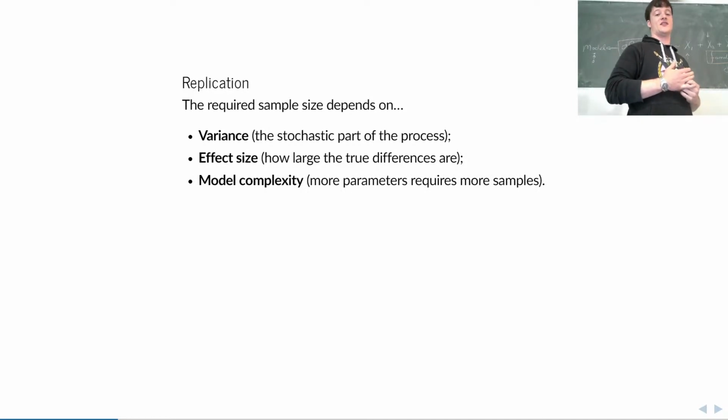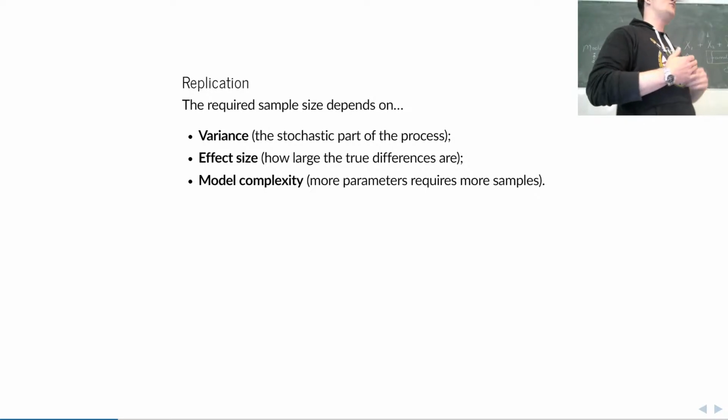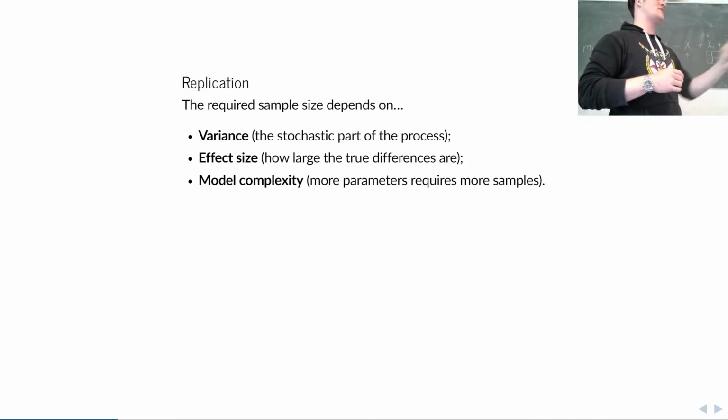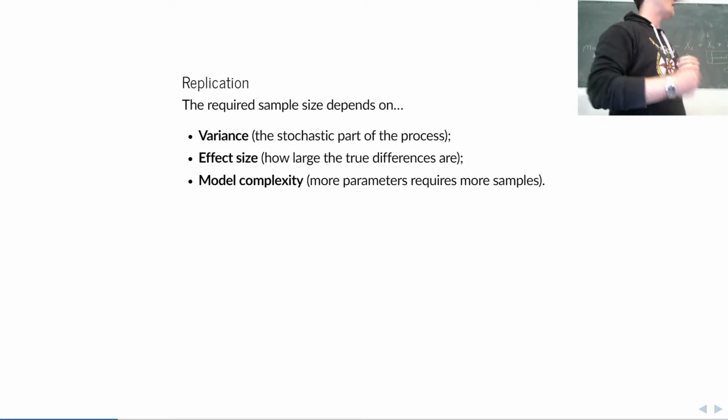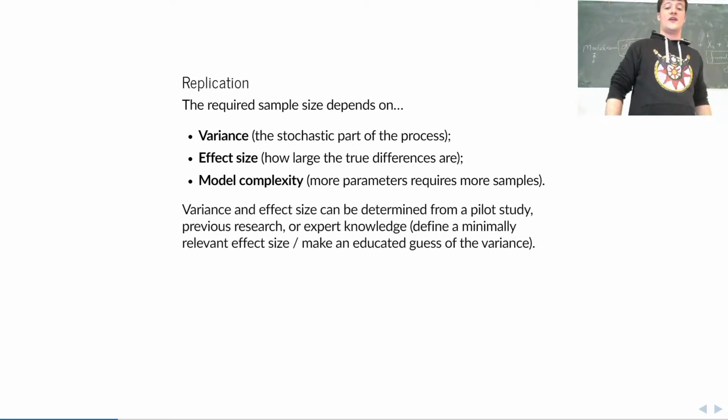And the model complexity. We haven't talked about this yet in the previous lecture, but if you want to correct for people's sex, age, and body fat percentage, and you have this whole list of potential confounders that you want to add to your model, those are all extra parameters. They're going to eat up your degrees of freedom, so you're going to need more true replicates to fit your model.